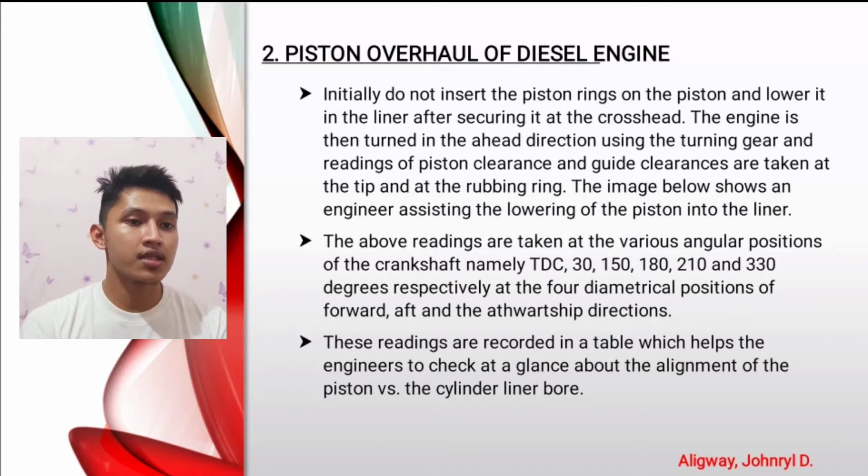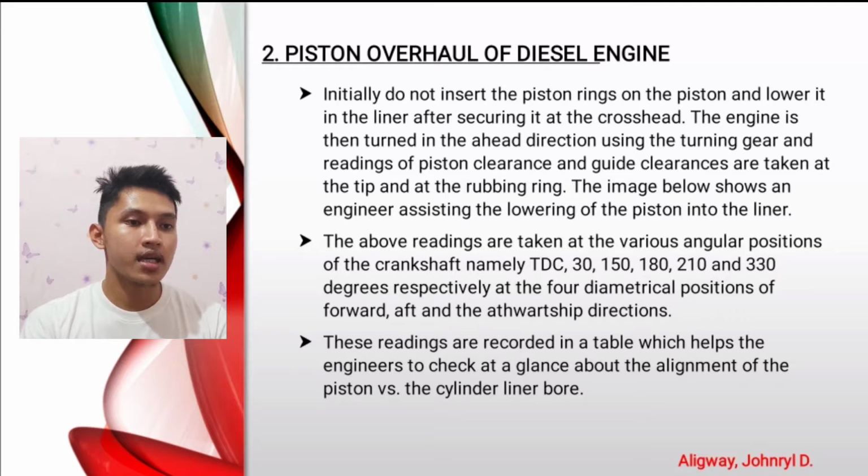Next, initially do not insert the piston rings on the piston, and lower it in the liner after securing it at the crosshead. The engine is then turned in the ahead direction using the turning gear, and readings of piston clearance and guide clearances are taken at the tip and at the rubbing ring. The readings are taken at the various angular positions of the crankshaft, namely TDC, 30, 150, 180, 210, and 330 degrees, respectively, at the four diametrical positions of forward, aft, and the athwartship directions.